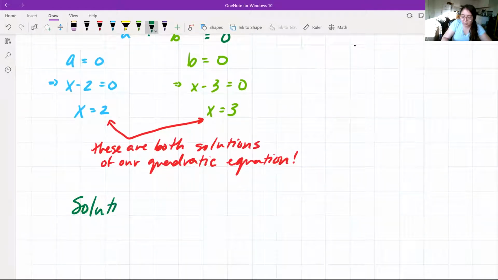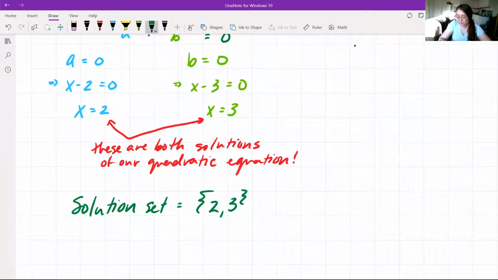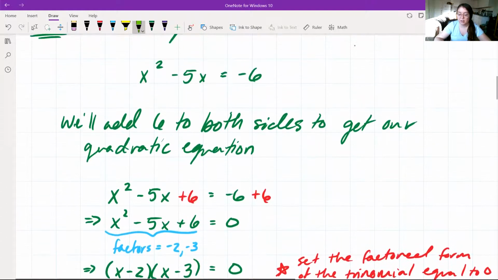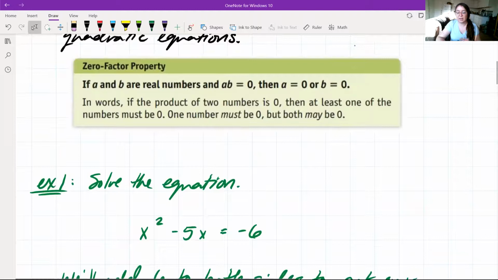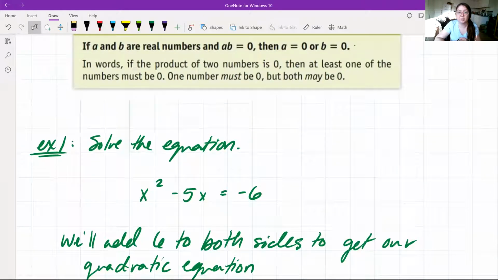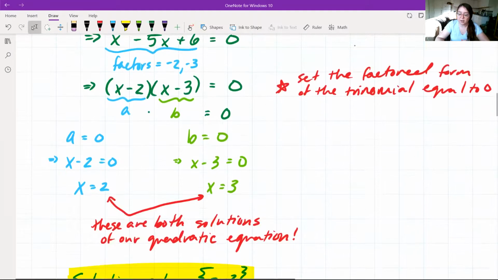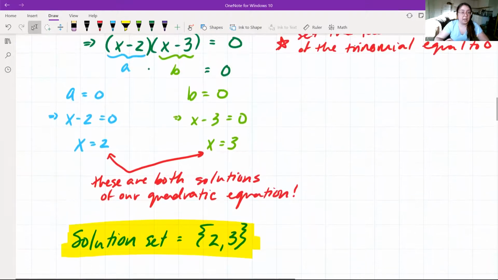This means that instead of one solution, you will have a solution set. And the solution set is 2 and 3. So these would be the answers to our problem. This is when we use our zero factor property: we're saying that one of these binomials has to be equal to 0 for this equation to be equal to 0. They can both be 0. That means that our solution can be 2 and 3, or just 2, or just 3. That's why we write our solution set.